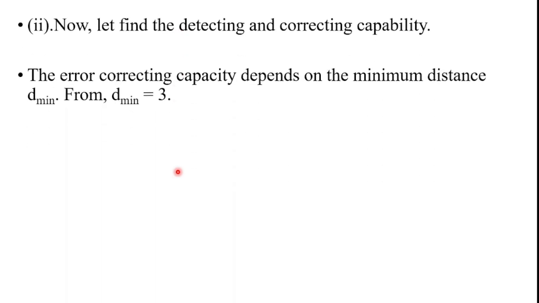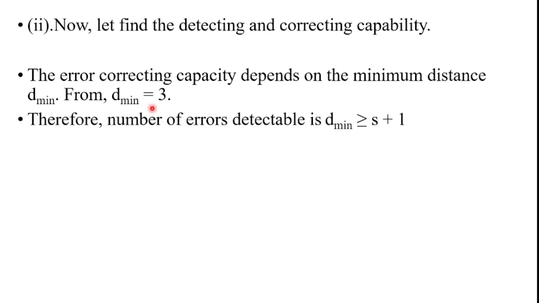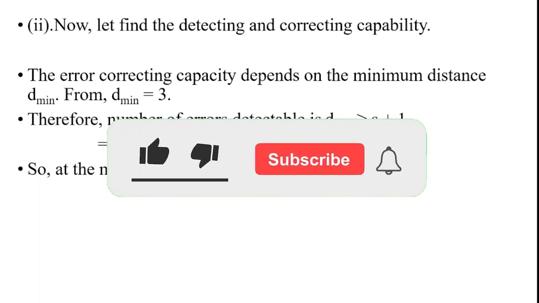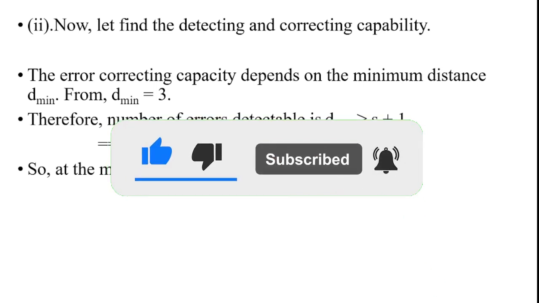Therefore, the error correcting capability depends on the minimum distance. From the above table, the minimum distance is equal to 3. The expression for the number of errors detectable is d minimum is greater than or equal to s plus 1. Substituting d minimum equal to 3, we get s less than or equal to 2. So therefore, two errors can be detected.